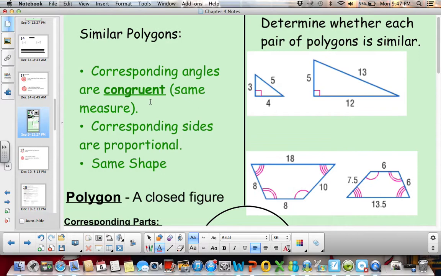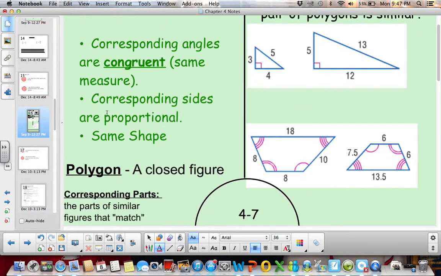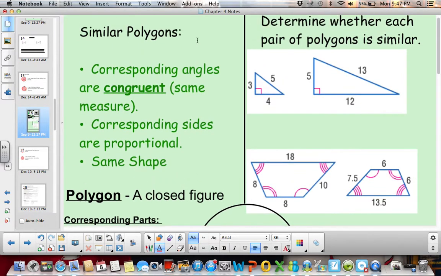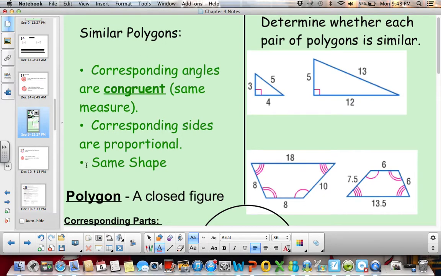So when we're talking about polygons, remember a polygon is any closed figure, and a similar polygon has corresponding angles that are congruent. Remember, congruent means the same measure, or just the same. Because we're talking about angles, congruent angles would be the same measure, congruent sides would be the same length. And then corresponding sides are proportional and it's the same shape.